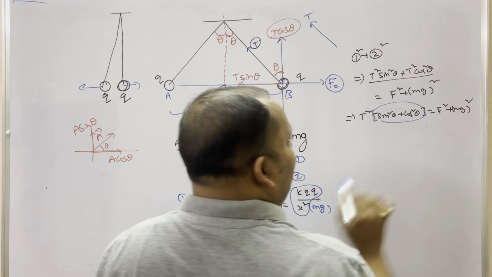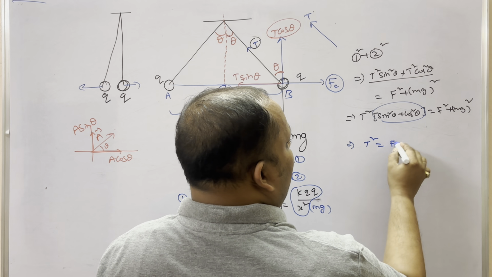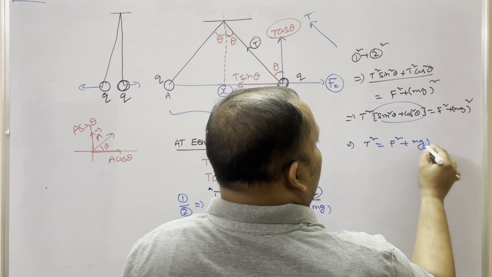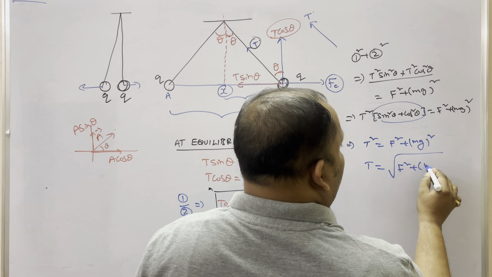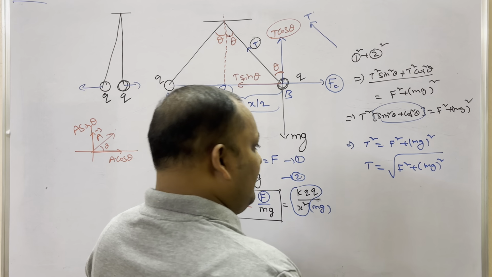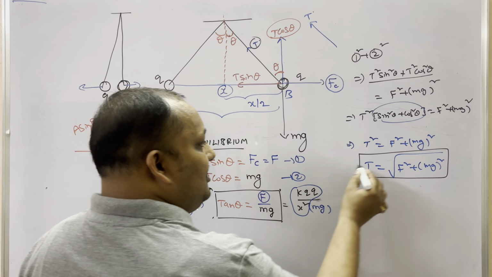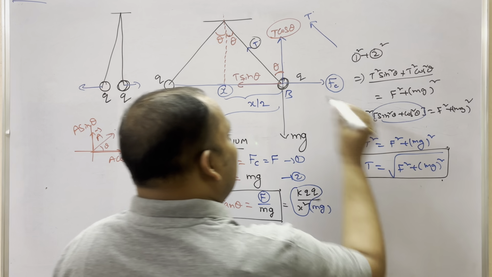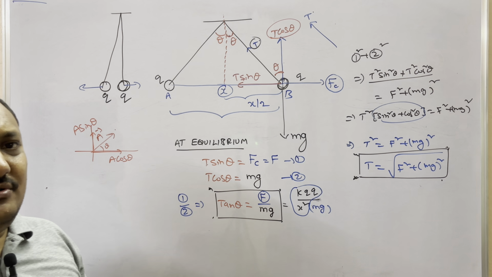This sin square theta plus cos square theta can be taken as 1. Therefore, T square is equal to F square plus mg whole square. T is equal to root of F square plus mg whole square. So this is the tensional force. You have to remember these two equations: what is the tensional force developed in this string, and what is the angle it is going to make.